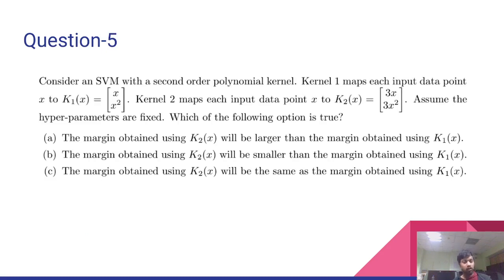Okay. So you have an SVM kernel, and this is the k1 function. K1 means kernel 1, suppose. So it is x, x square, and you have k2, which is 3x, 3x square. Which of the following is true? The margin obtained with k2 will be greater, the margin obtained with k2 will be smaller, or the margin obtained with k2 will be the same as k1. Which of them is correct?